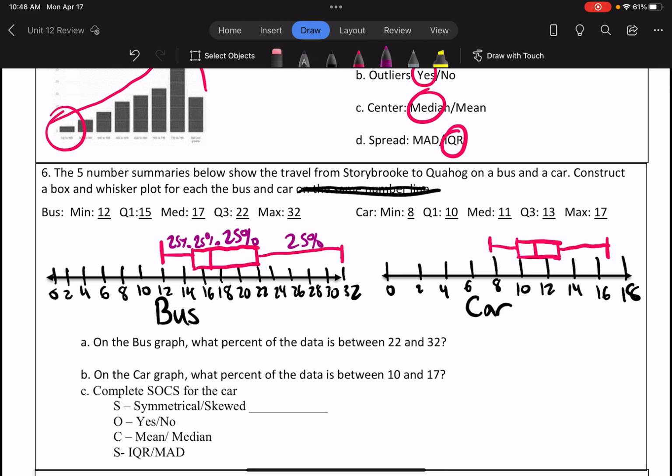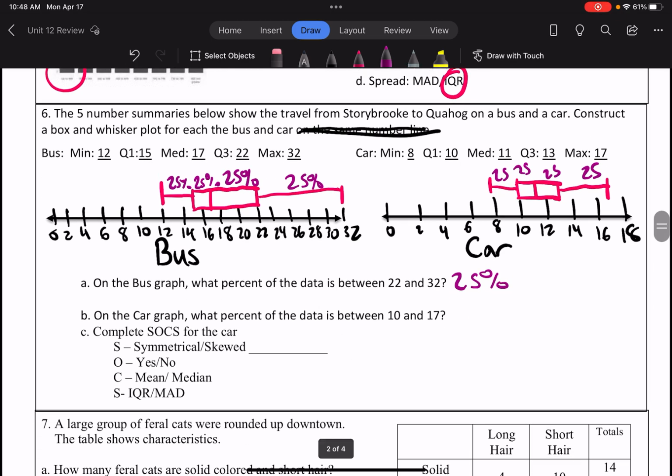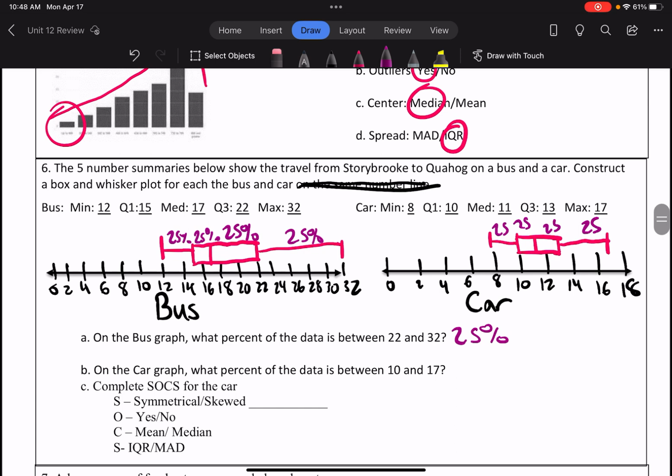So once again, remember, each of these quartiles is worth 25%. And it's asking us on the box graph what percent of the data is in between 22 and 32. So I've got 22 to 32. This should be 25% of the data. On the car graph, it's asking what percent of the data is in between 10 and 17. Well, I've got 1, 2, 3 quartiles there, so that's 75% of the data.